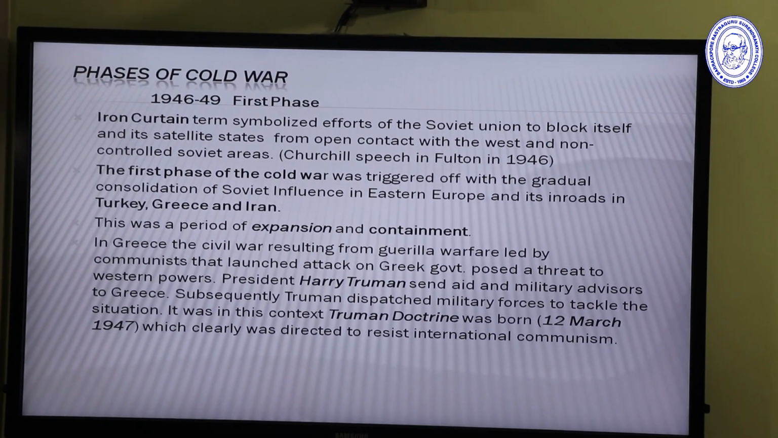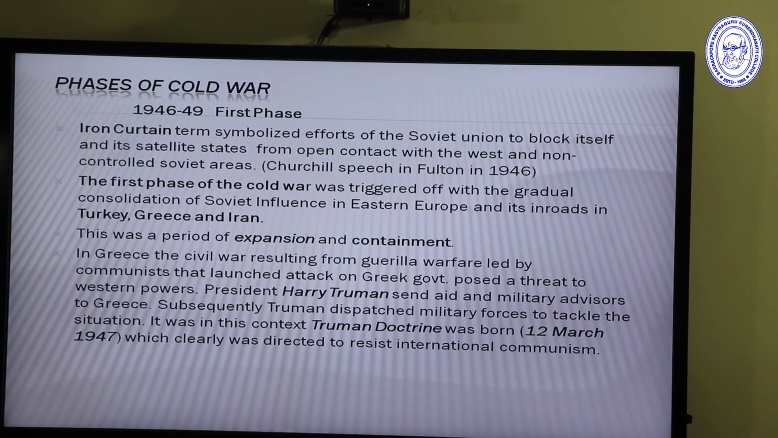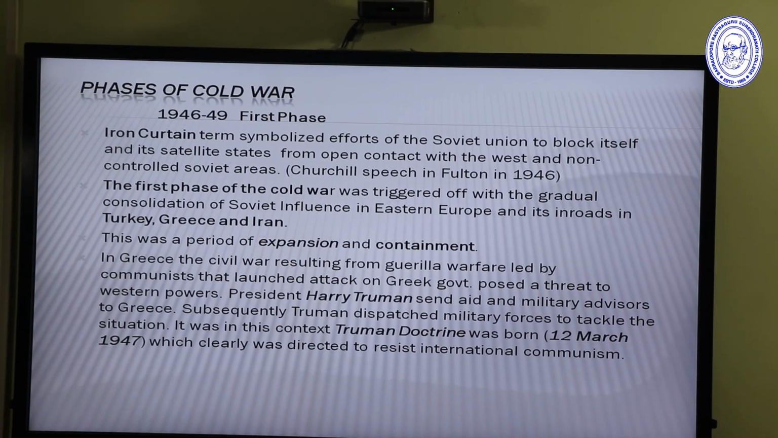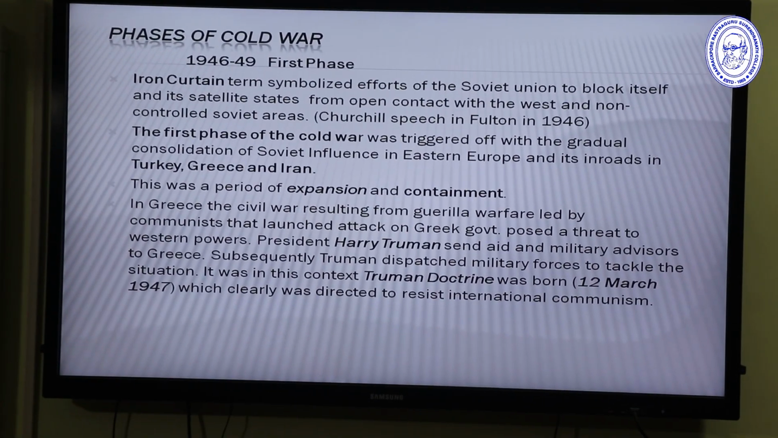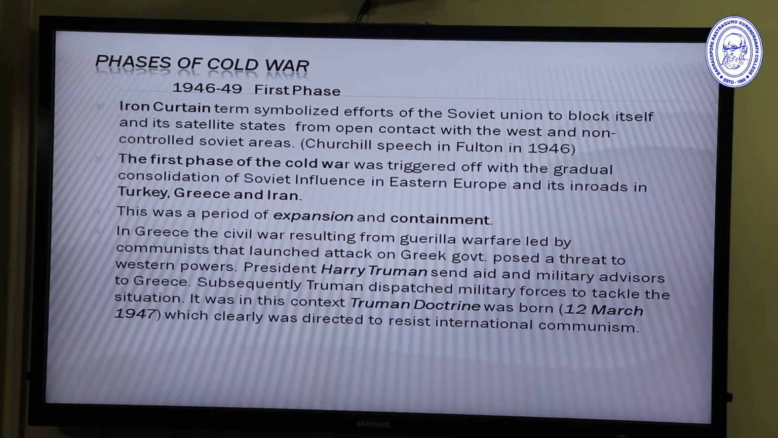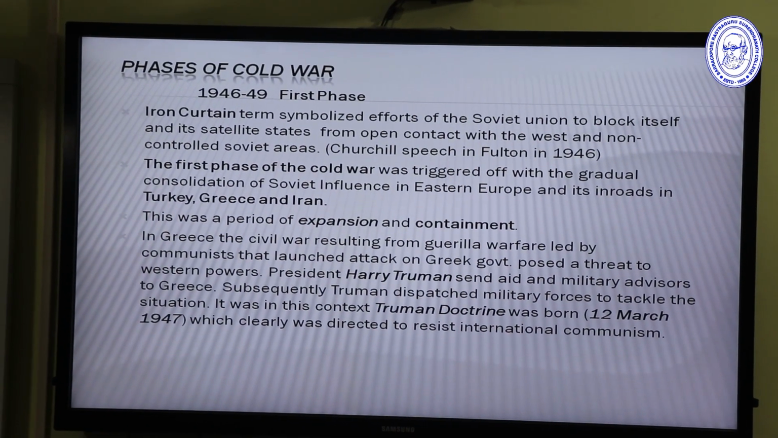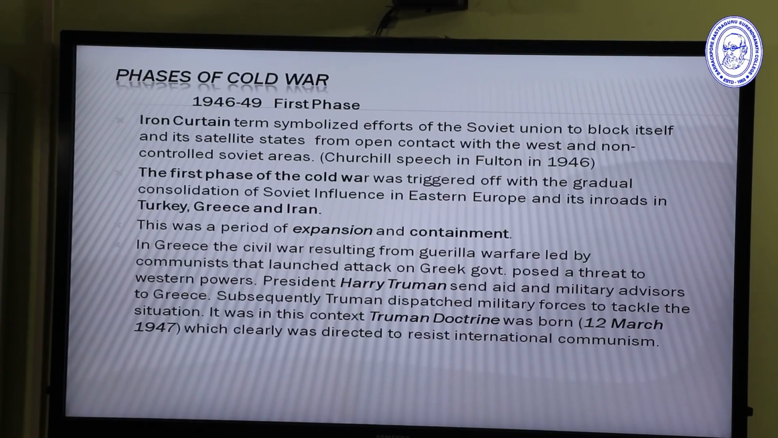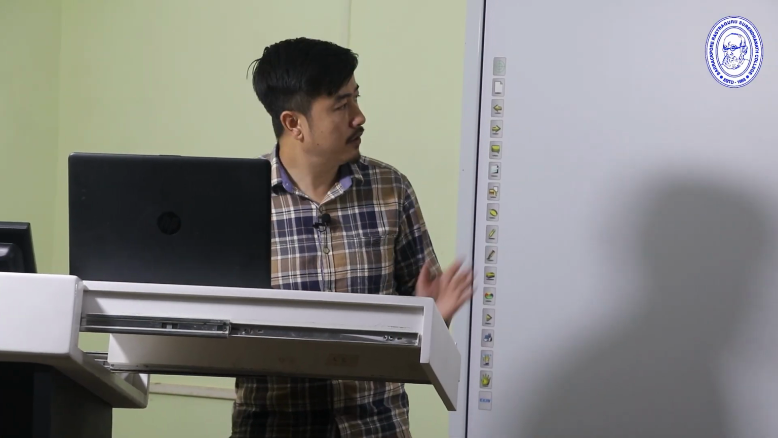So what is the Truman Doctrine? It is a kind of military aid, all right? Truman dispatched military forces to tackle the situation. So it is in this historical backdrop that Greece was attacked. So, the 4 phases of the Cold War.